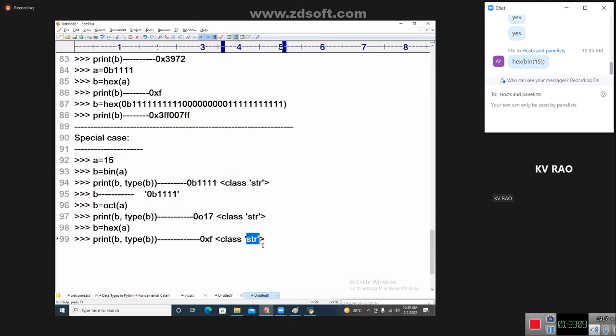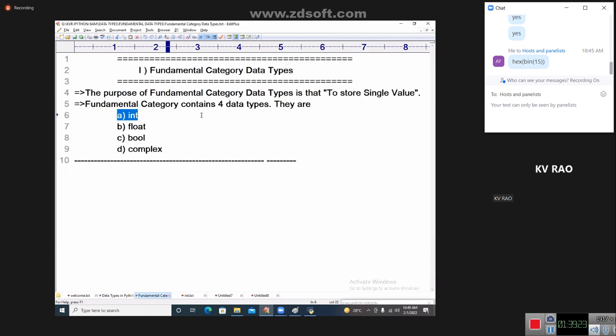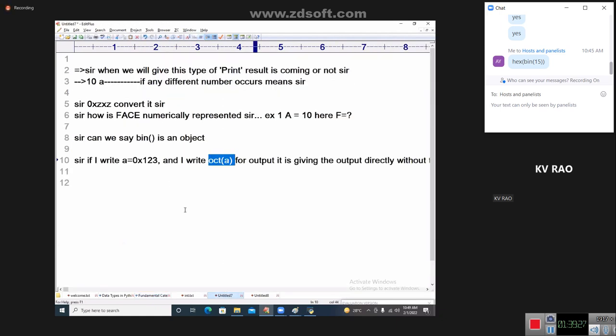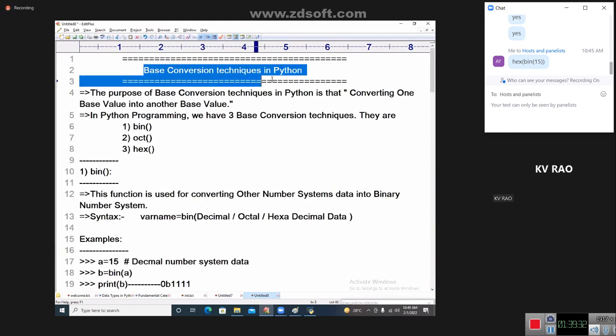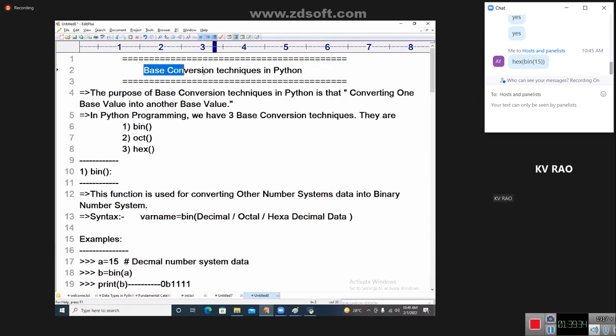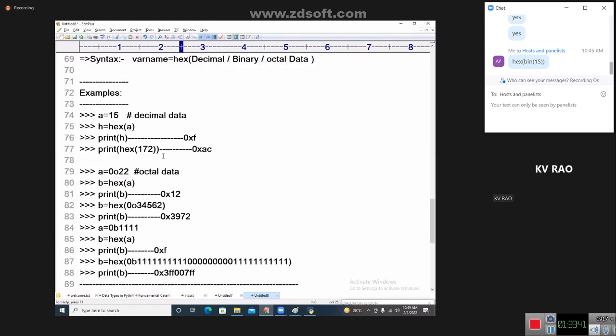Is it okay, students? Good. This is about what functions? These are called conversion functions. Which data type have we discussed so far? Int data type is completed. One side concept came into the picture, type conversion functions. Python base conversion functions are also completed. How many base conversion functions? Three functions, three different conversions explained.